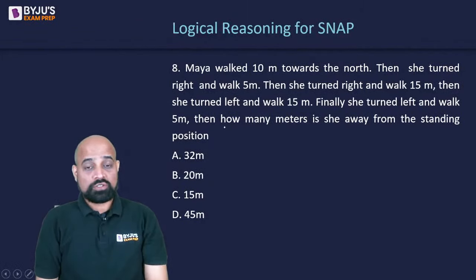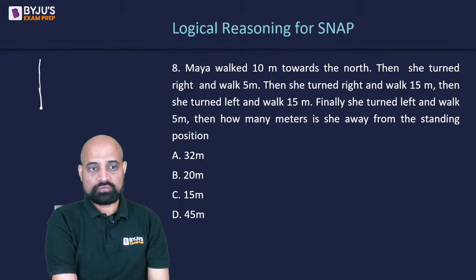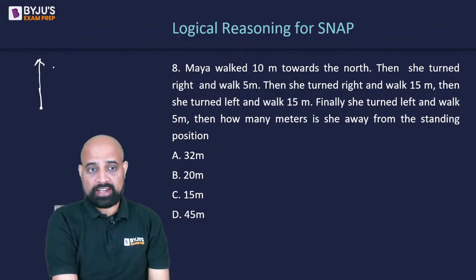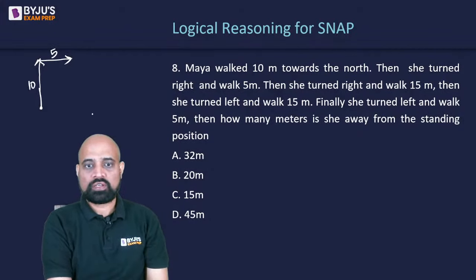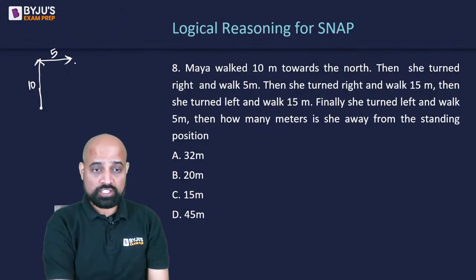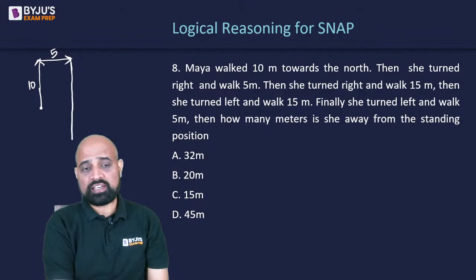So this looks like a question on directions. So Maya walked 10 meters towards north. Then she turned right. Her right is our right, and walked 5 meters. Then she turned right again. So her right is going to be towards south, downwards, and walks 15 meters. So 15 meters would mean 10 plus another 5.